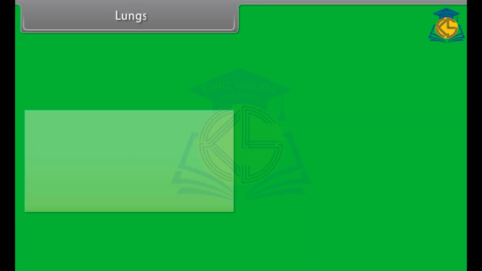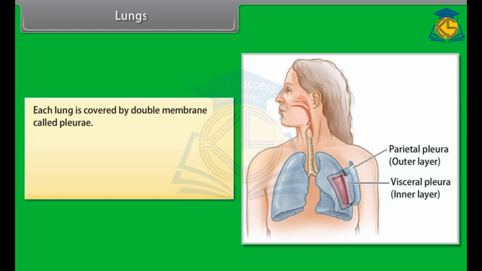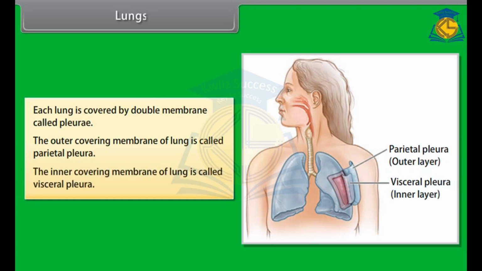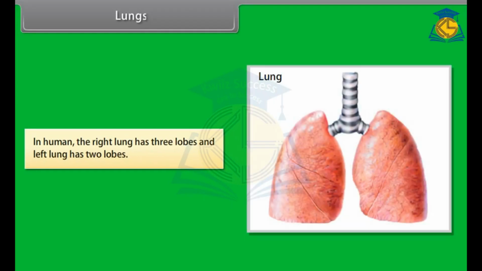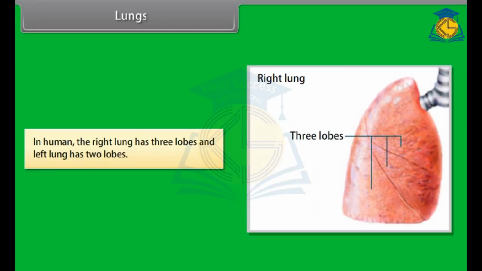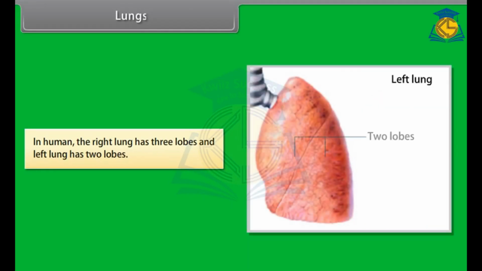Lungs: each lung is covered by a double membrane called pleurae. The outer covering membrane of lung is called parietal pleura. The inner covering membrane of lung is called visceral pleura. In human, the right lung has 3 lobes and the left lung has 2 lobes.